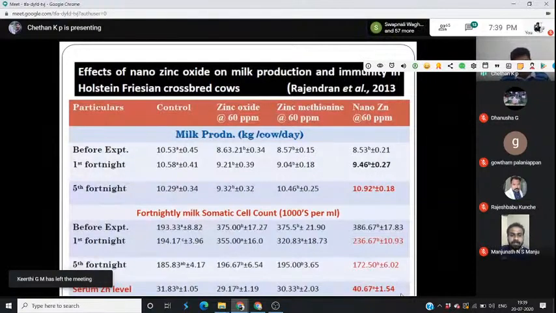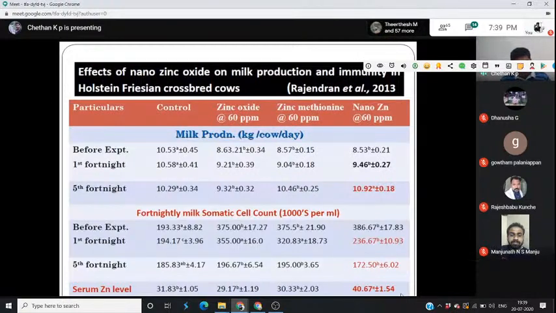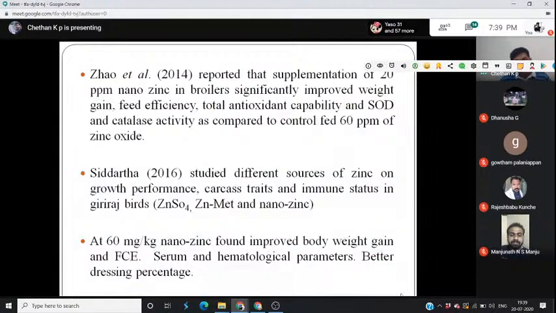Similarly, the somatic cell count was much lower in the nano zinc supplemented group, because zinc has antibacterial properties and thus reduces inflammation, so the somatic cell count is reduced. Similarly, serum zinc level was also higher in the nano zinc supplemented group.